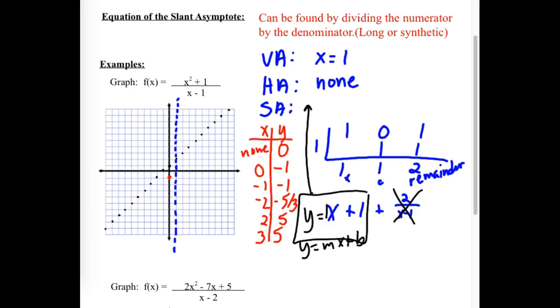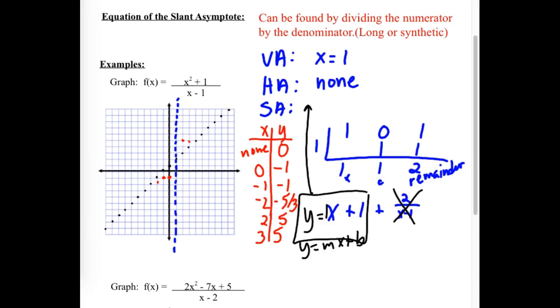All right, so plotting those points. Over 2 up 5. Over 3 up 5. Negative 2, we're at negative 1 and 2/3. At negative 1, we're at negative 1. Okay?